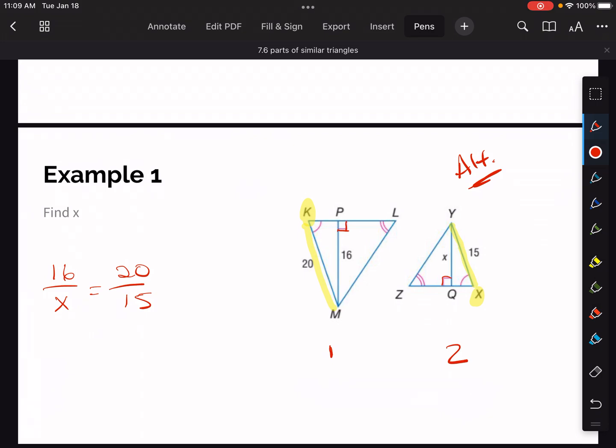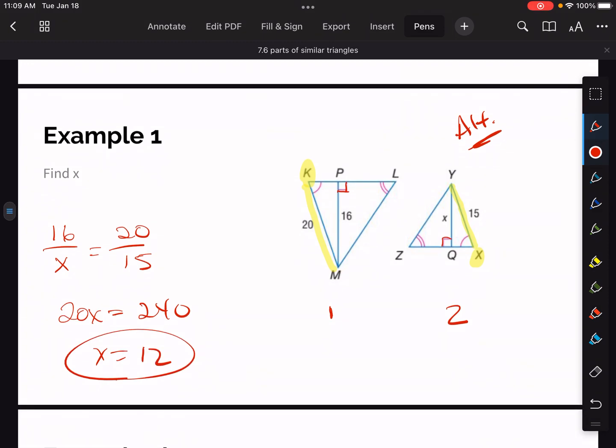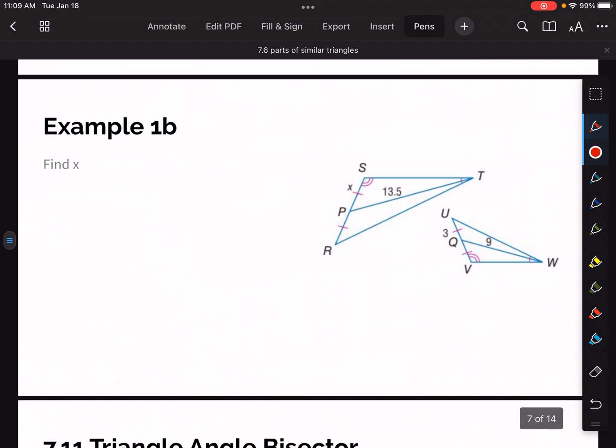You can cross multiply here and solve, so you would get 20x is equal to 15 times 16, which is 240. So x then is equal to 12. And you are done with example 1, part A. Let's look at part B.